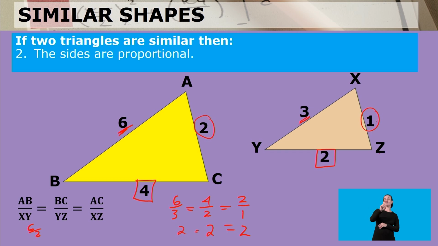In other words, the ratio of all the sides is the same. This is the proportion that we're looking at. The outcome of those sides divided gives us the same answer. Therefore, they are proportional. So those are the two conditions. It's either the angles are equal or the sides are proportional.